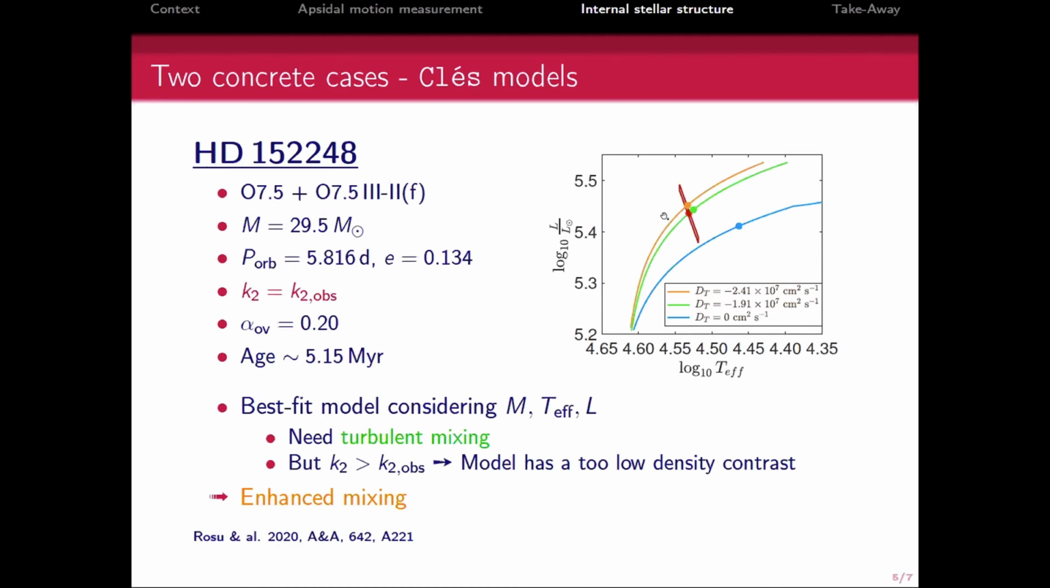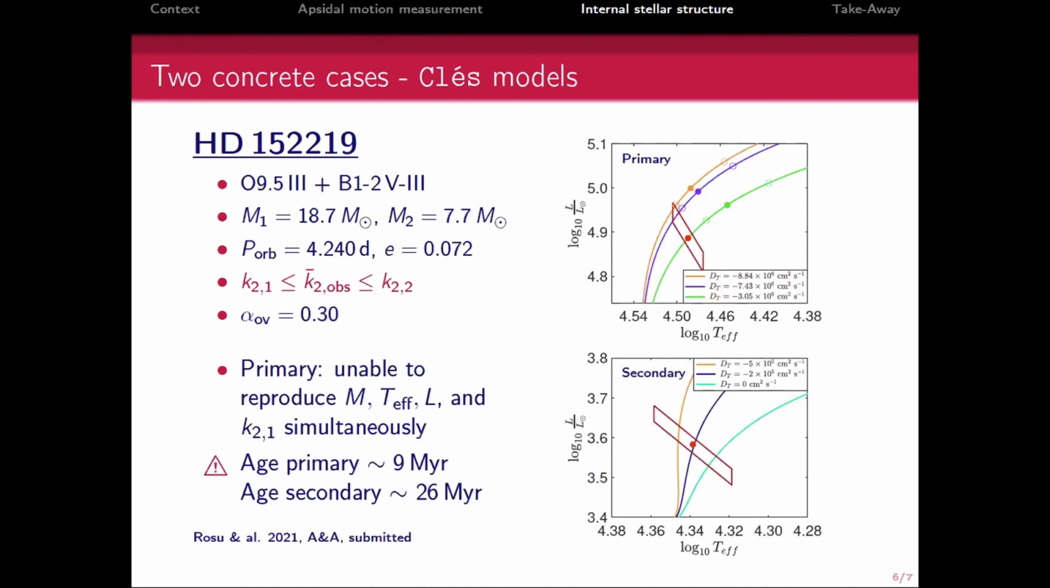And we ended up with a track here in orange that has a certain amount of turbulent mixing, which is higher than the green track. And we see here that the model in orange passes through the observation. It's a bit further away from the exact observational value, but still within the error bars. And we now can fit the K2 value. So from this system, we can conclude that some enhanced mixing needs to be included in the models to notably reproduce this K2 value.